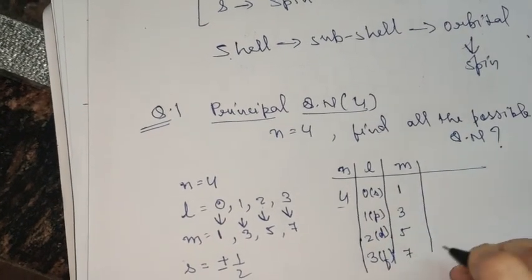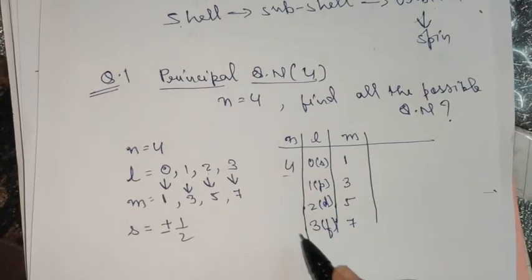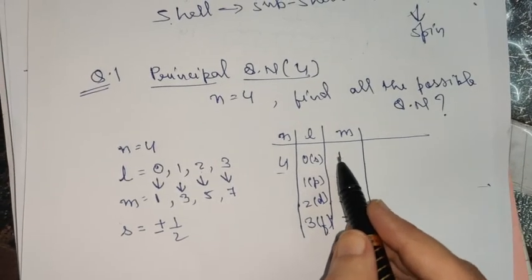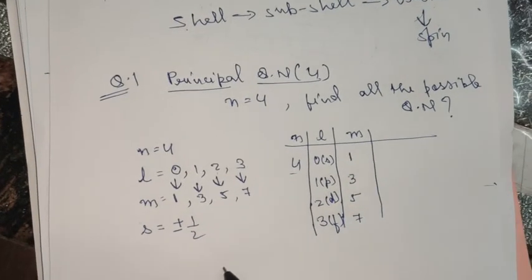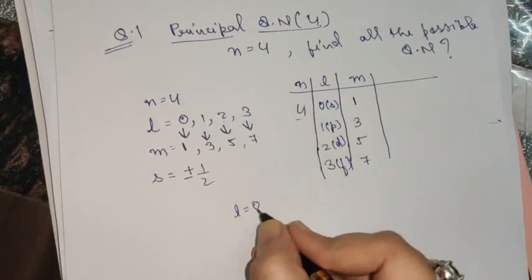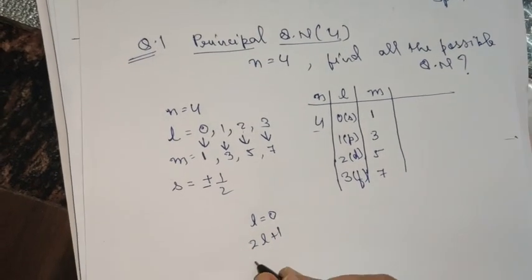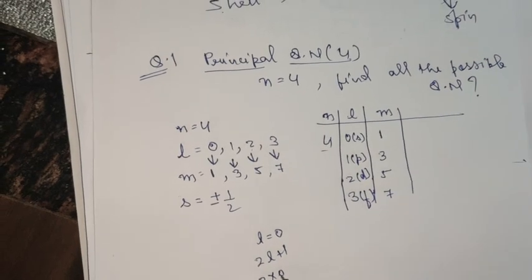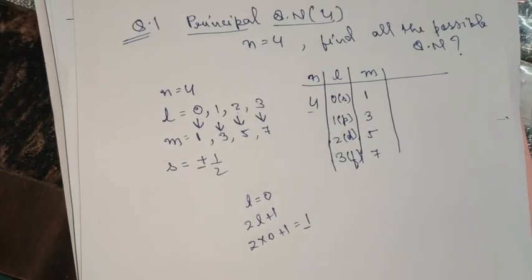This I have already discussed with you in my previous class, that how do we find the values of m. The formula to find the value of m is 2l plus 1. So you can substitute the value. Suppose for l equals to 0, using 2l plus 1, substituting the value of l as 0, 2 into 0 plus 1, what will you get? You will get the answer as 1.